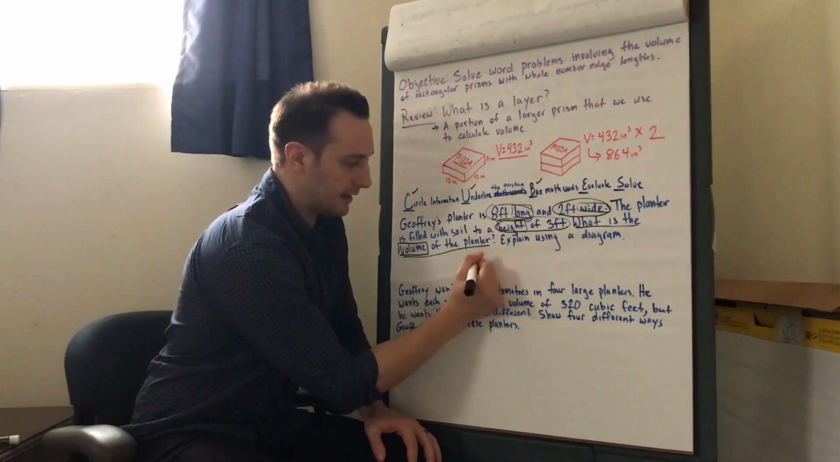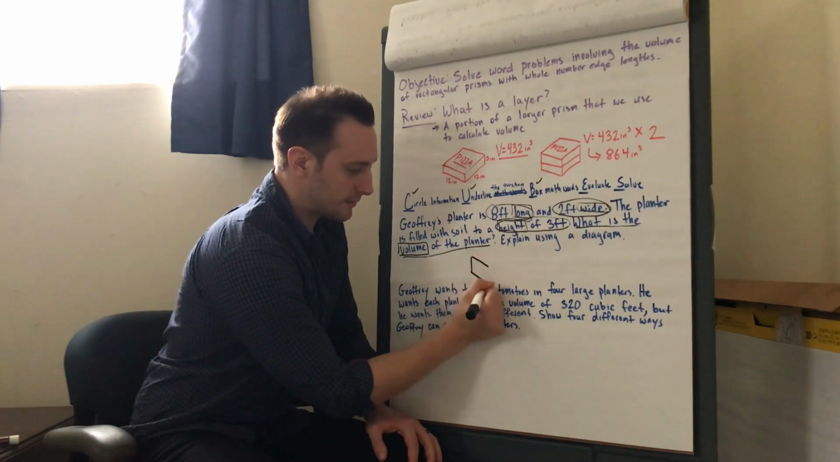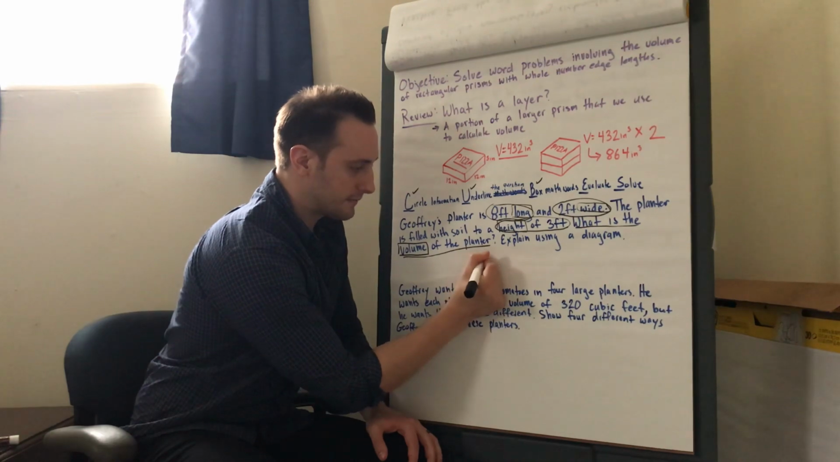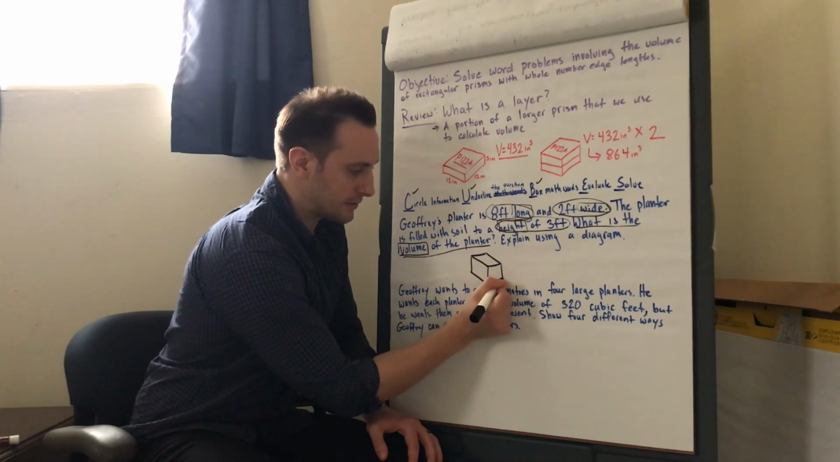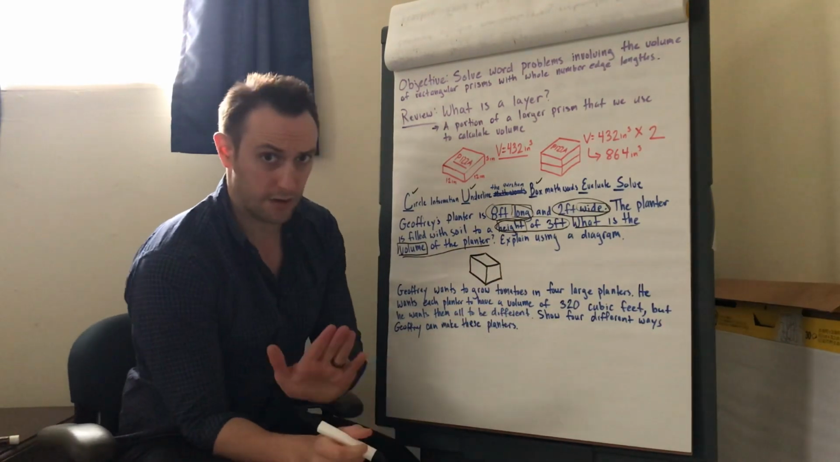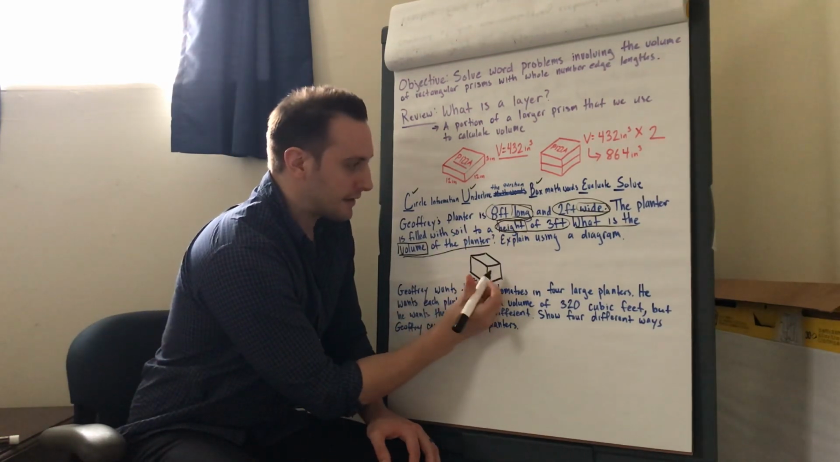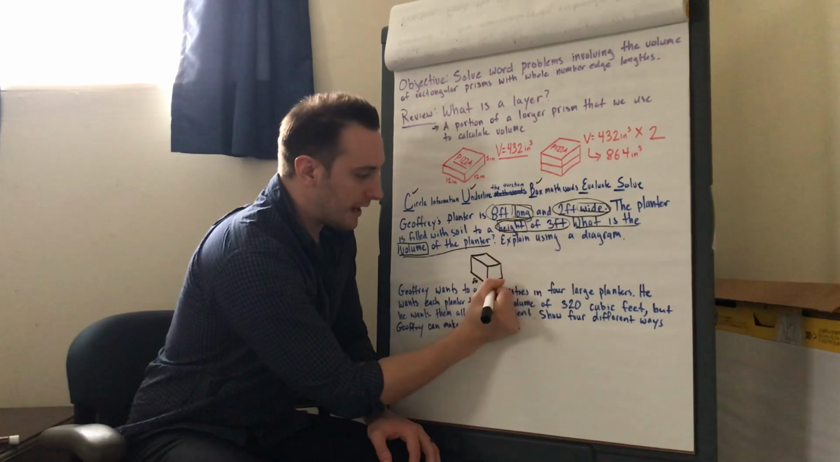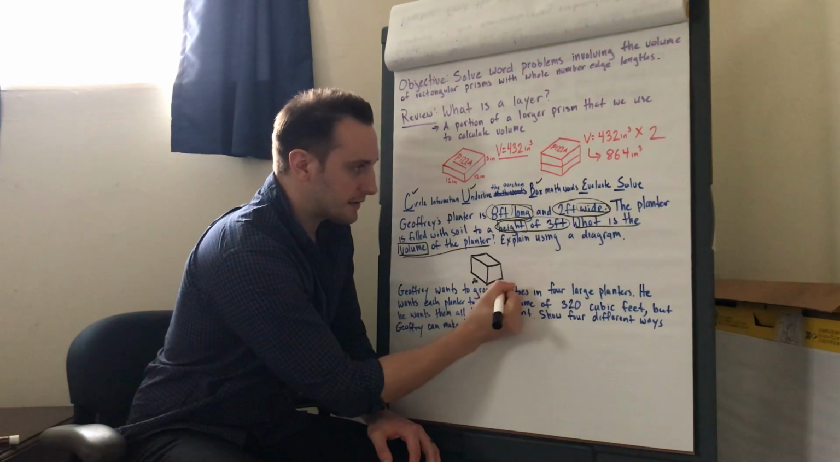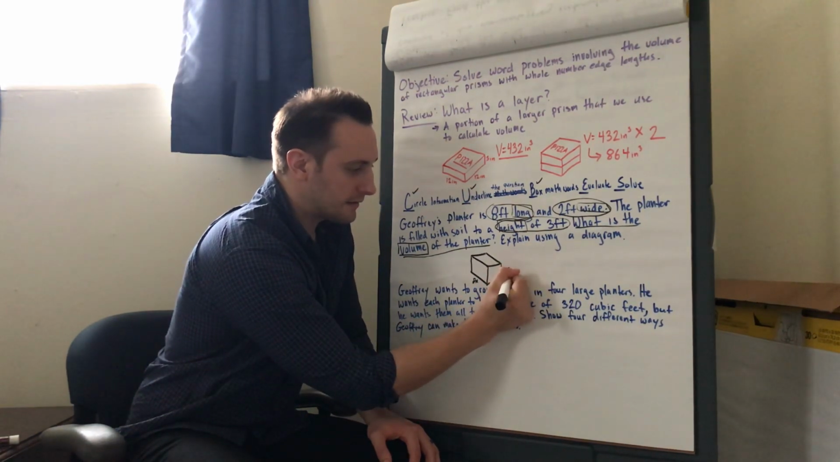I'm going to draw a planter, which kind of looks like a rectangular prism. Remember, Mr. Grossarth, there's no artist here, so bear with me. And it's 8 feet long, 8 feet. It's 2 feet wide, that's 2 feet, and 3 feet high.